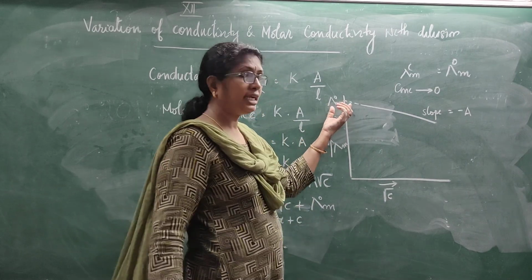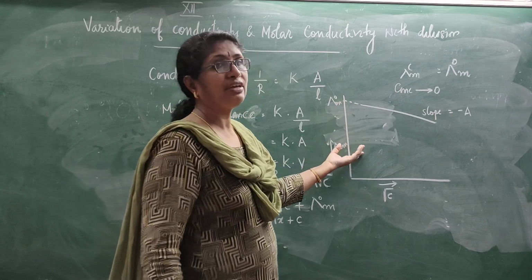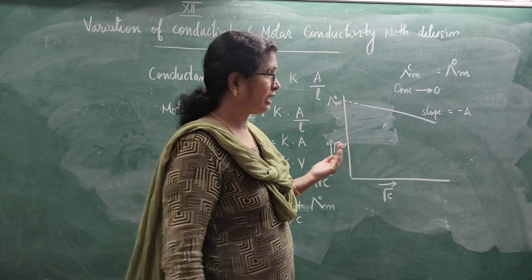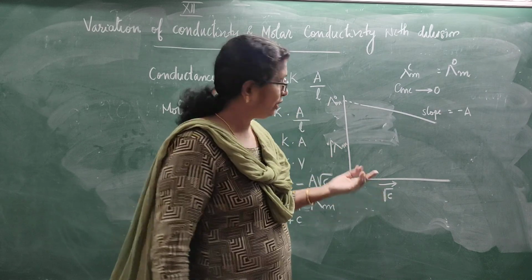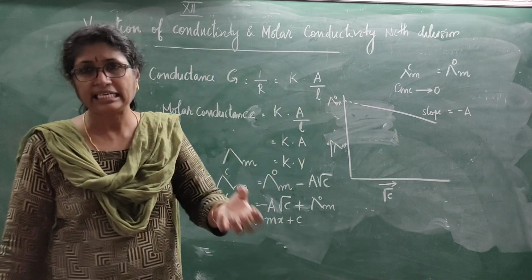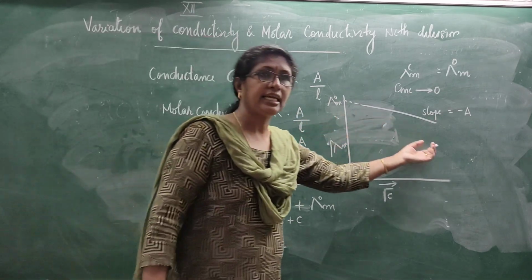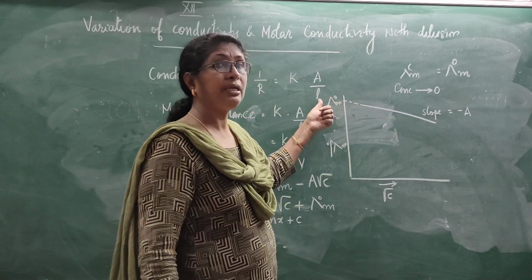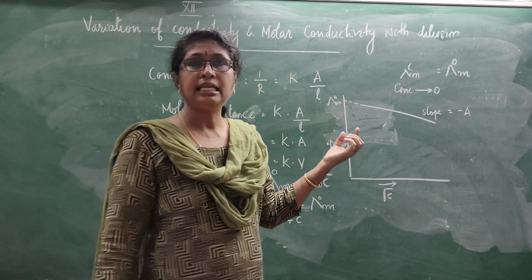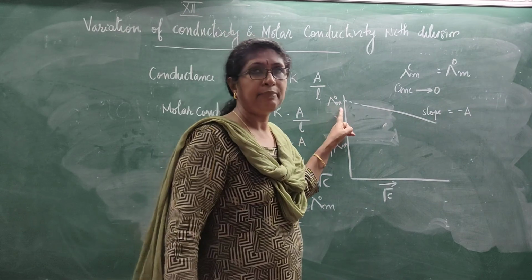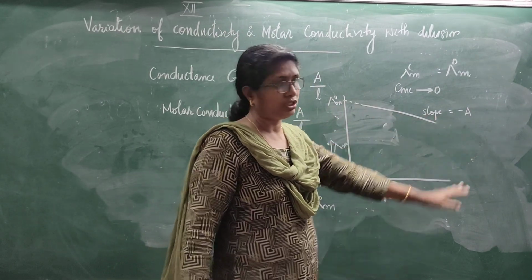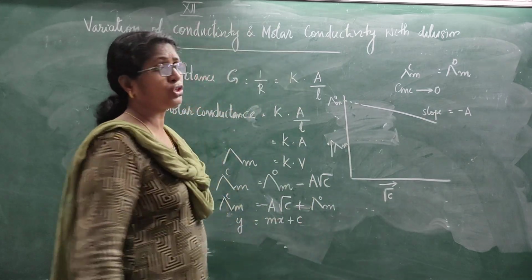So limiting molar conductivity you can calculate graphically like this. This is only for a strong electrolyte. For a strong electrolyte, you find the molar conductivity at different concentrations, plot the graph, then extrapolate to the y-axis. The intercept on the y-axis will give you the limiting molar conductivity, lambda m naught, and the slope will give you minus A, the Debye constant.